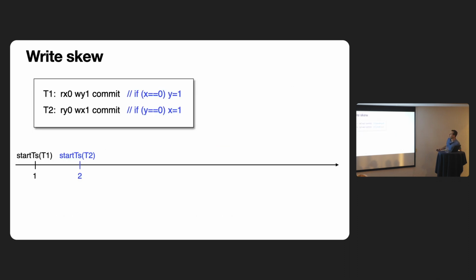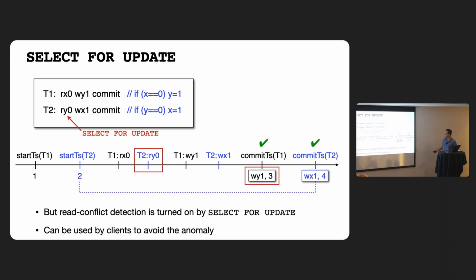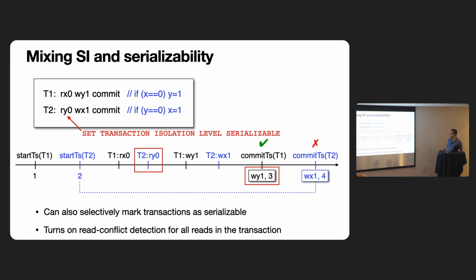Write skew, we covered this. As I said, you can use select for update to selectively disallow the write skew. I didn't have time to mention that there is also another way: databases allow you to set the isolation level on a per-transaction basis. So if you aren't yet completely confused by these different isolation levels, apart from setting it for the whole database, you could also set them at different granularity. For example, you could require these particular transactions to run at the serializable isolation level, and the rest of the transactions in your system to run on snapshot isolation.